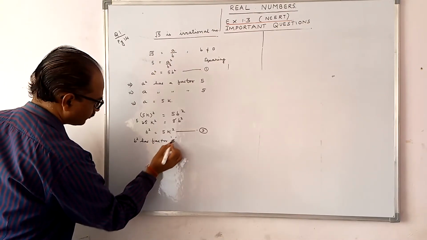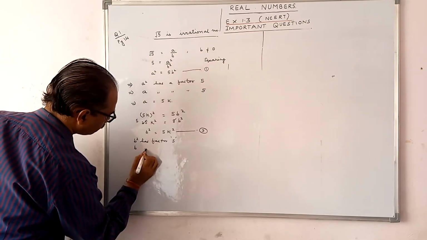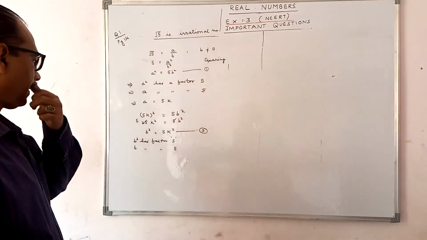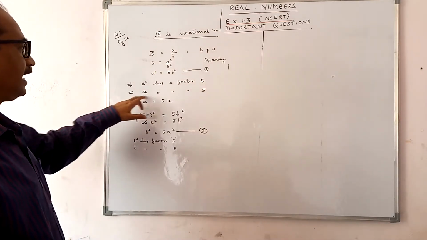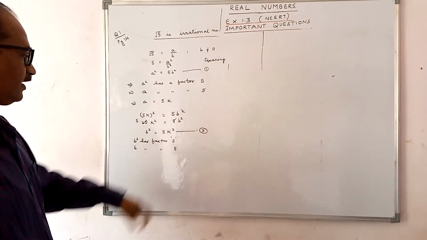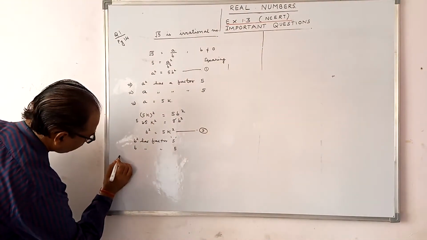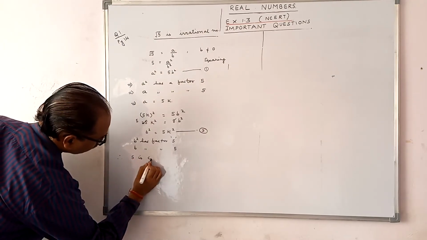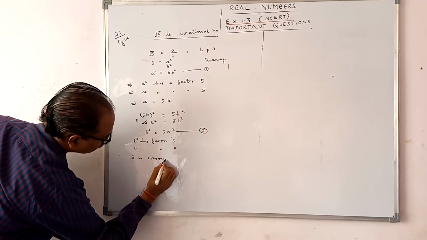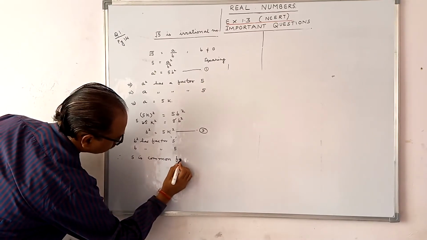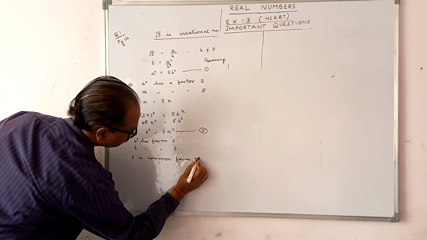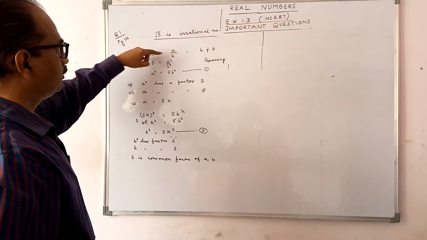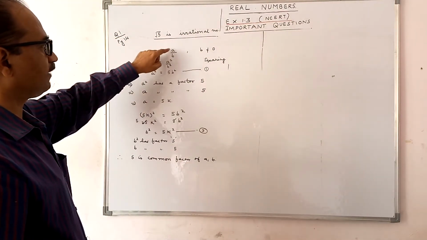B square has factor 5. Therefore, B has factor 5. Now you see, we have proved that A has factor 5, B also has factor 5. Therefore, 5 is a common factor of A and B. But A upon B means if there is a common factor, it would have been cancelled.